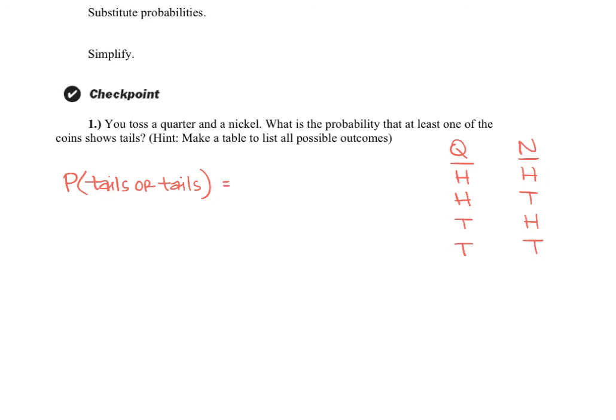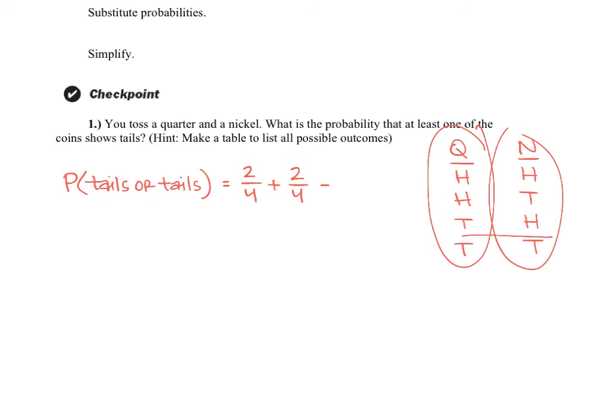Okay, so what is the probability that the quarter is tails? Well, there's a 2 out of 4 chance of that if you look at the quarter column. How about the nickel? Well, there's a 2 out of 4 chance in the nickel column as well. However, I then need to subtract the overlap. And here's the overlap: they could both be tails. And so there's 1 out of 4 as my overlap that I counted in both of these probabilities, okay?